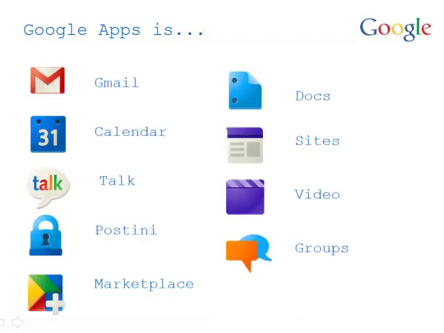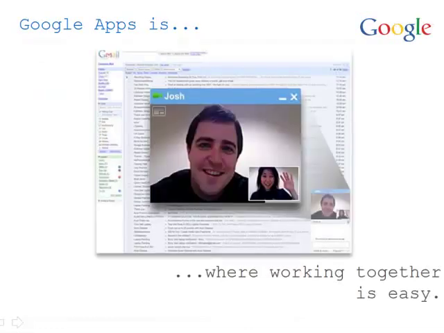But something that's important to note is that Google Apps is not just email. It's a full suite of products, anchored by three key pillars. First, our messaging apps include Calendar and Talk, in addition to email. Second, collaboration apps include Docs, Sites, Groups, and Video. And finally, we also offer a platform for third-party applications through the Google Apps Marketplace, which we'll talk about more later, as well as Postini's security and archiving services.